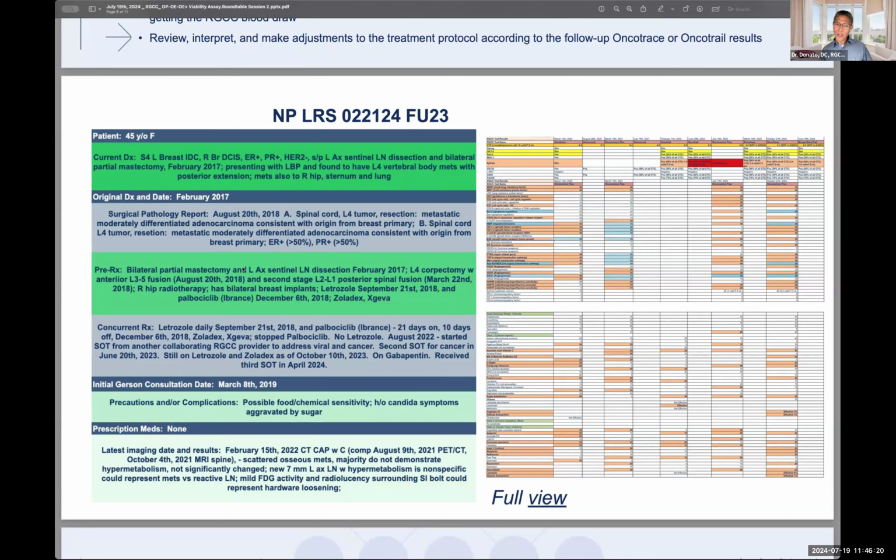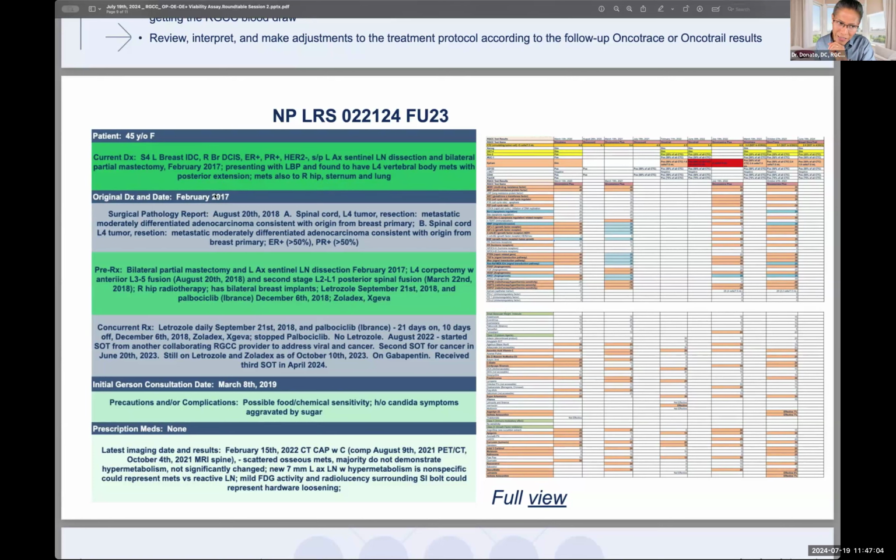Okay, so if there are no other questions, here's a case example of a management I did, and I chose a complex one. This is stage 4 left breast cancer, invasive ductal carcinoma, and the right breast had DCIS. This is ER positive, PR positive, HER2 negative, status post left axillary sentinel lymph node dissection, and bilateral partial mastectomy. That was back in 2017. Then she presented with low back pain and found out there's bone mets in the L4 vertebra. She also had some mets in the hip and sternum and lung. So this is an advanced disease.